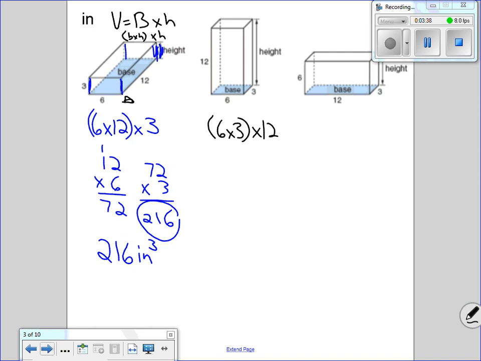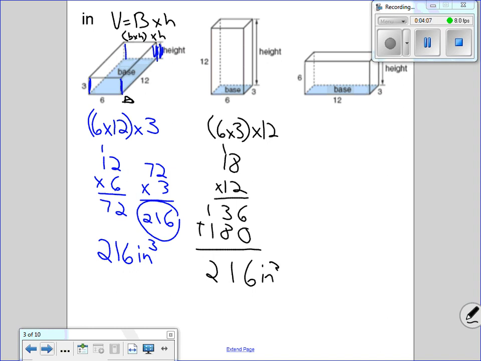Will we have the same volume? Well, it seems like the dimensions are the same. 6 times 3 is 18. Then we're going to go 18 times 12. 2 times 8 is 16. 2 times 1 is 2, plus 1 is 3. Place value holder, we have an 8 and we have a 1. Let's add these up. We have a 6. 8 plus 3 is 11. 216 inches cubed.